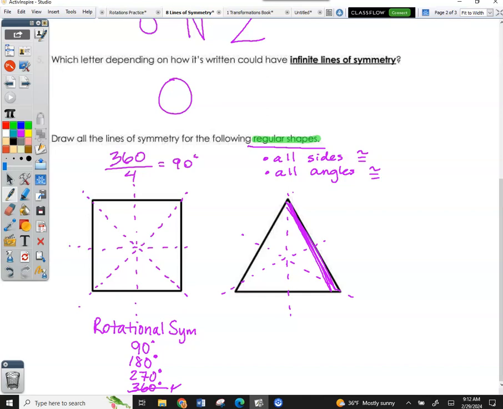All right, let's find the rotational symmetry of an equilateral triangle. What would I do? 360 divided by 3. What do you get? 120. So it's 120, 240, 360, checkpoint, and mark it out.